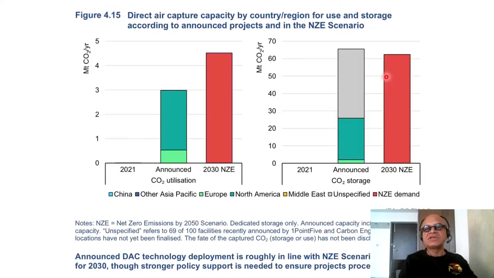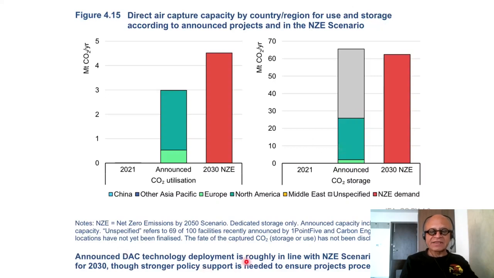Direct air capture capacity by country and region for use and storage according to announced projects and what is needed for net zero emissions. So you can see million tons of CO2 per year, China, other Asia Pacific countries, Europe, North America, Middle East, and so on. So you can see CO2 utilization and CO2 storage, announced CO2 utilization and what is needed. So there is plenty of gap. Announced CO2 storage and what is needed here, there is unspecified in terms of where this will come from.